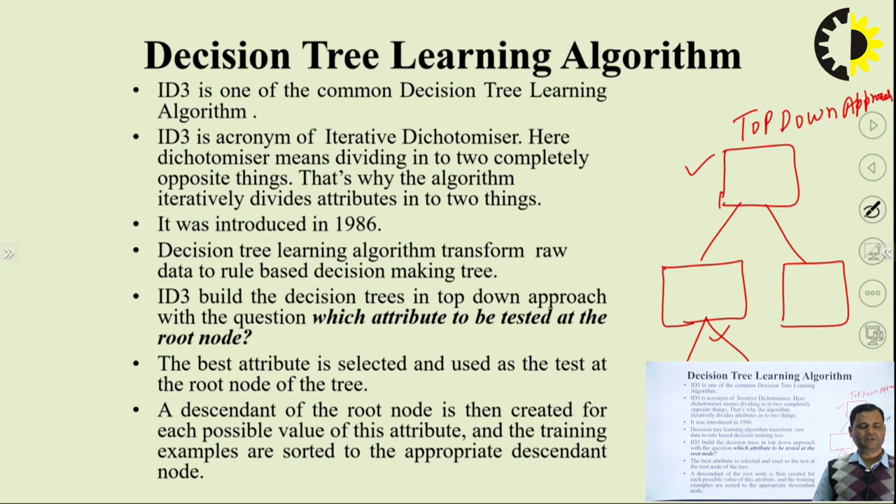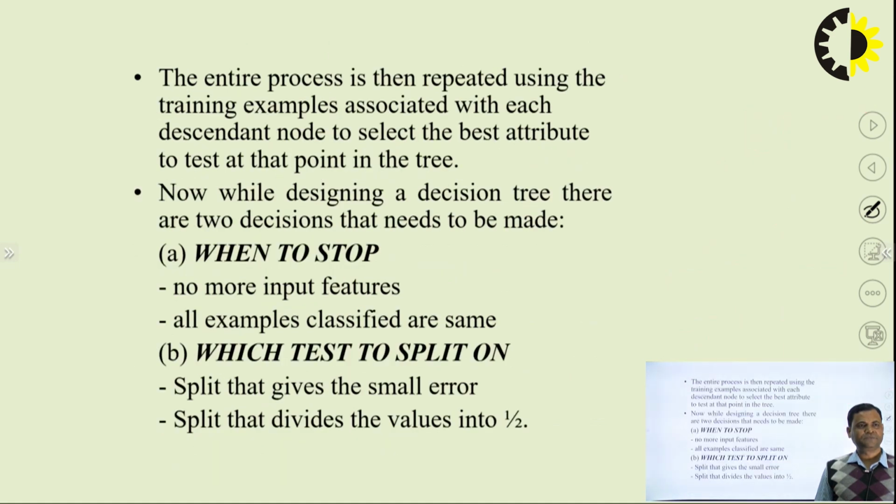The particular values associated with the attribute selected for the root node will be considered for the descendants of the root node, and the training examples are sorted to the appropriate descendant node. Accordingly, the training examples will be sorted for the next level of descendant nodes. The entire process is then repeated using the training examples associated with each descendant node to select the best attribute to test at that point in the tree.